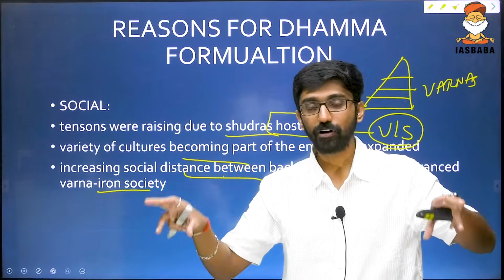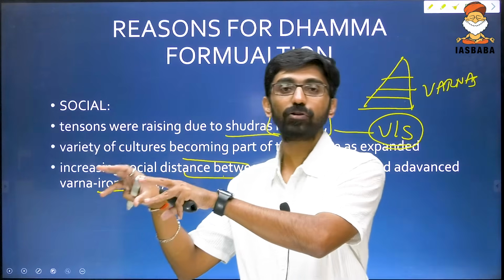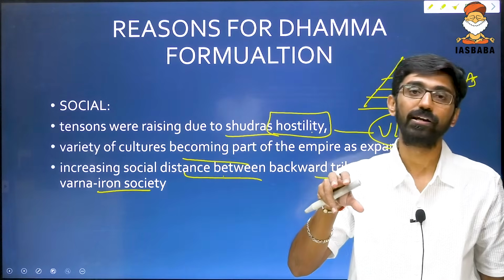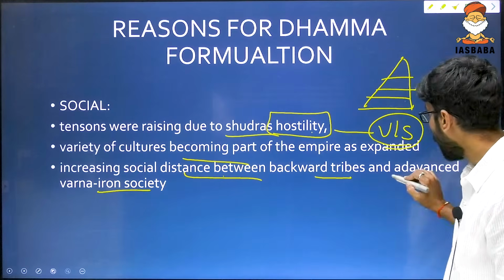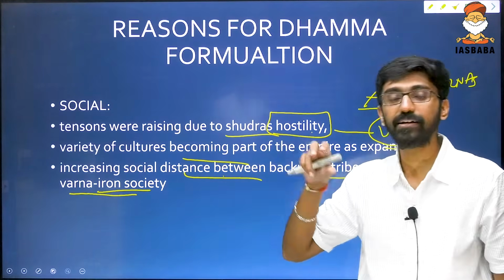and as they were clearing forests to bring land for agriculture, more and more backward tribes which were living in isolation were becoming part of the mainstream society. Okay, and they were becoming part of the advanced Varna society. What is that advanced Varna society? That is the iron technology.